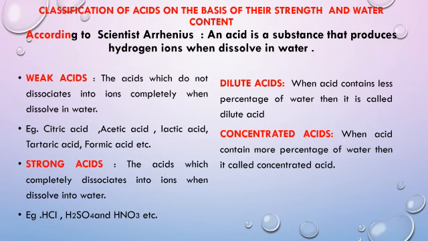Now we will classify acids on the basis of water content. The two types of acid on the basis of water content: first is diluted acid, second is concentrated acid. Dilute acid, when acid contains less percentage of water, then it is called diluted acid. Concentrated acid, when acid contains more percentage of water, then it is called concentrated acid.